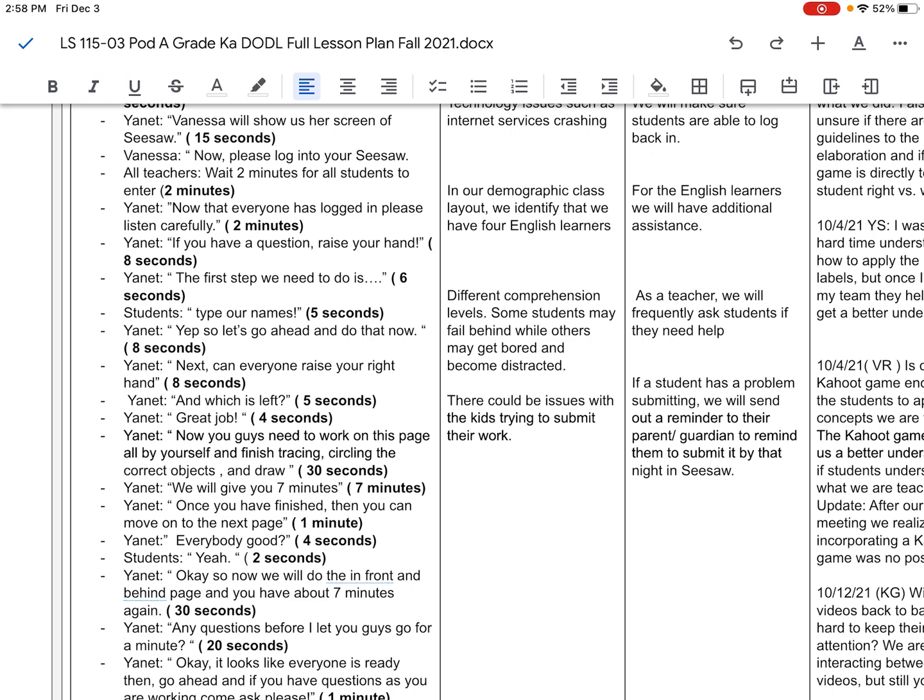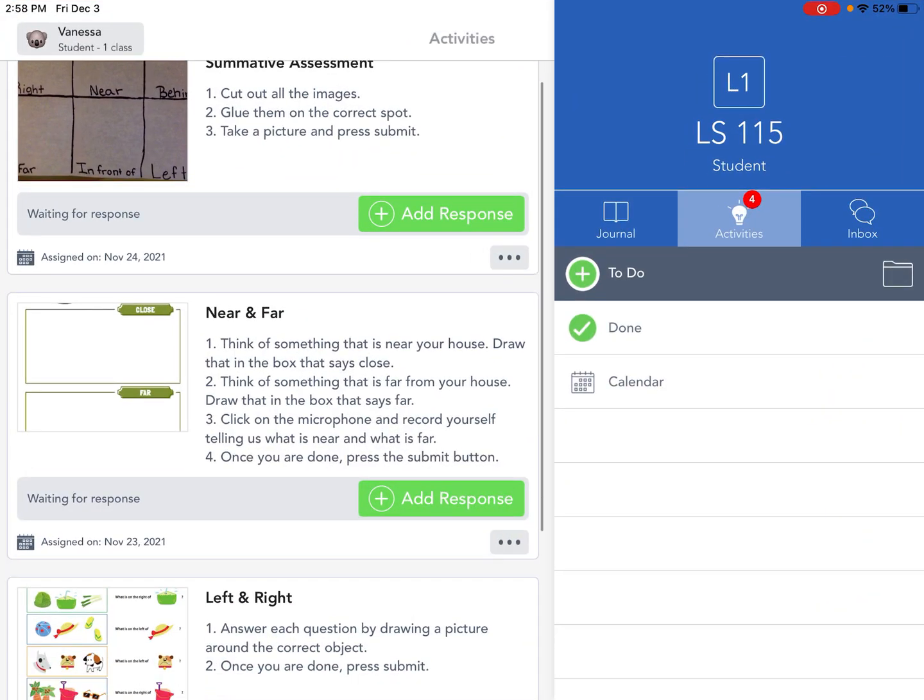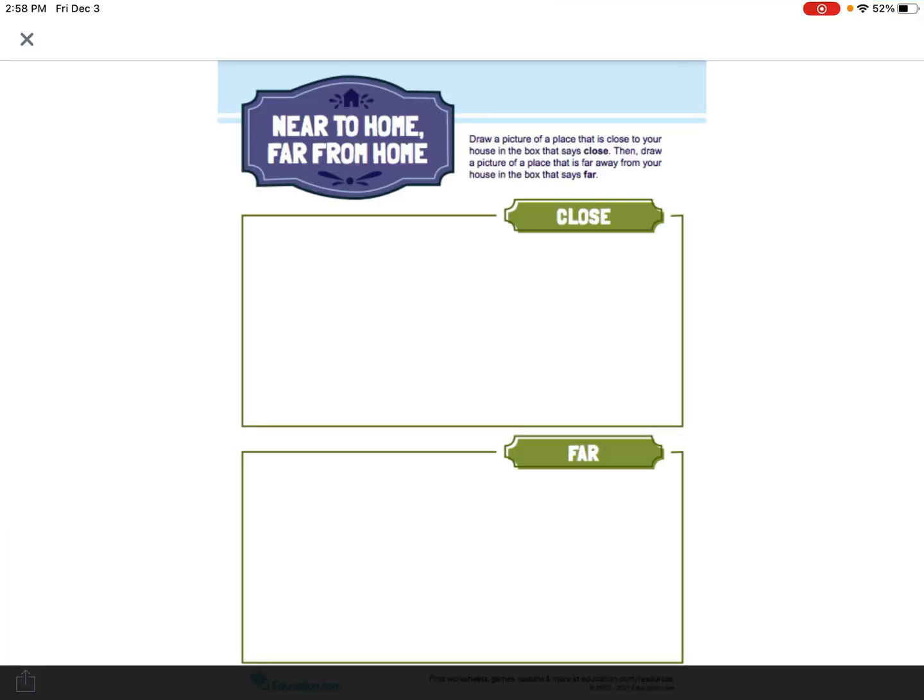So to give you a demonstration, the first worksheet that our students worked on was near to home, far from home, and the objective is for students to draw a picture of the place that is close to their house in the box that says close, then draw a picture of the place that is far away from their house in the box that says far.